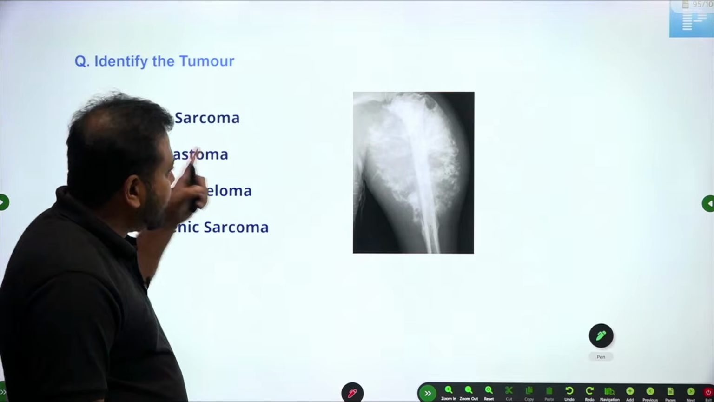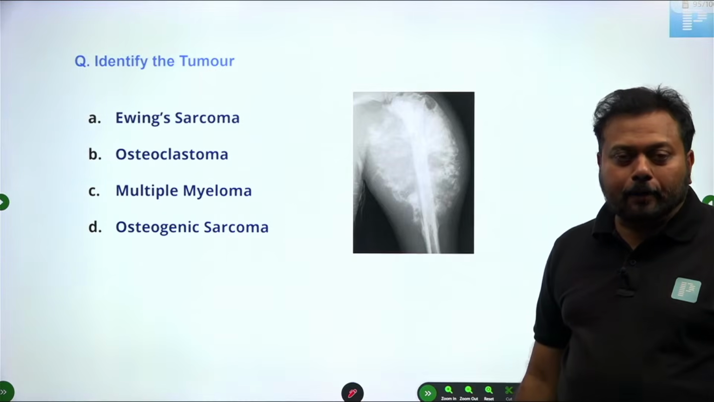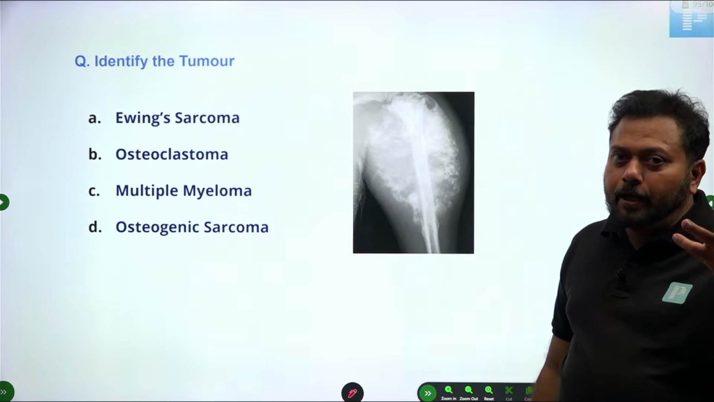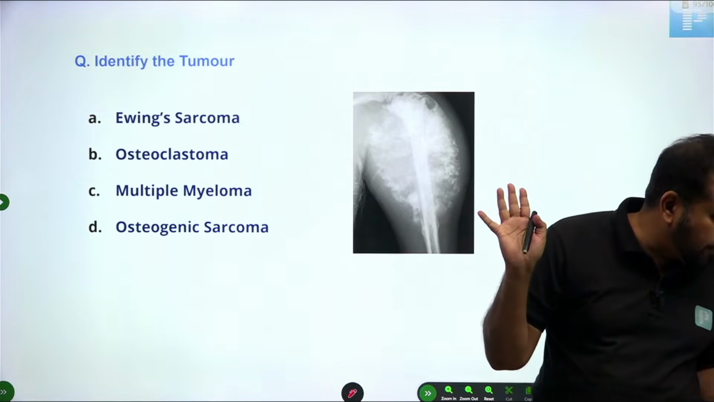Right? Identify the tumor. See, the 3 important malignant tumors we have covered, but I have not discussed the radiological features there. So identify the tumor. What is this? What is this appearance?